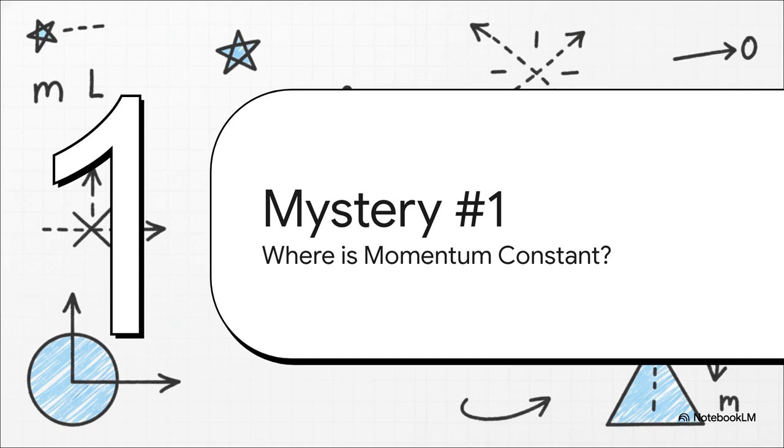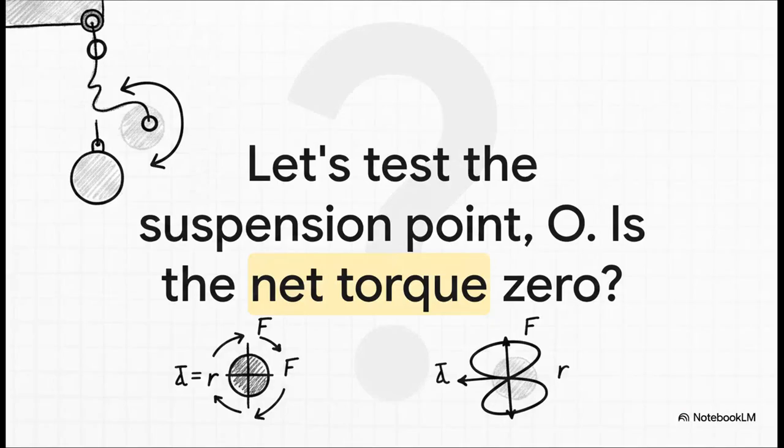Okay, so armed with our golden rule, let's play detective and solve the first mystery. For our conical pendulum, we just need to find the point where the net torque is 0, because that's where the angular momentum is going to be constant. The most obvious place to start is the suspension point, O, right? Where the thread is tied to the ceiling. So to find out if angular momentum is constant relative to O, we just have to ask one simple question. Is the net torque about point O equal to 0?